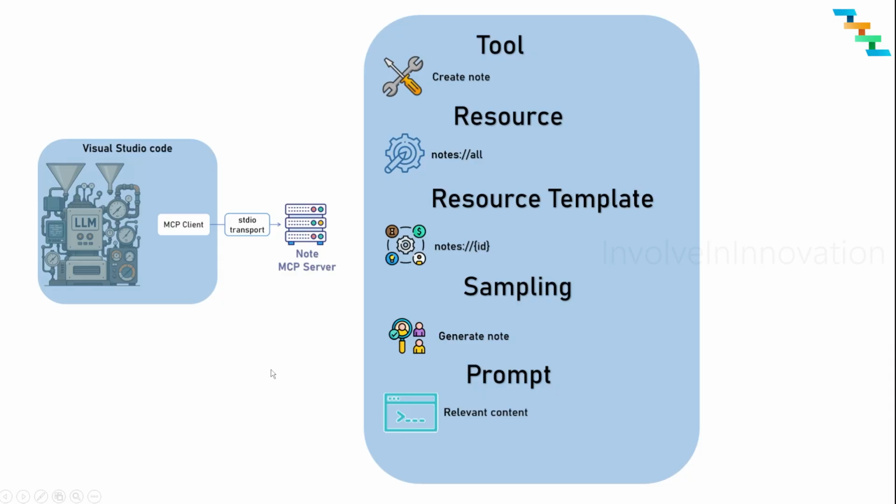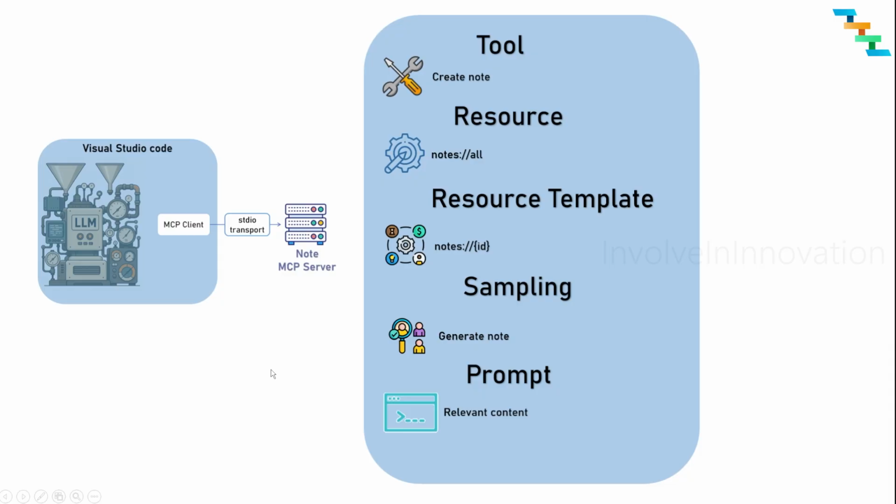The tool is one of the very critical primitives, which exposes an action that an LLM can trigger. For example, if you want to create a note and that create-note action can process the detail in your data store, this tool exposes that capability so that AI can make use of it. For example, in the GitHub world, if you want to create a branch, you can simply use the tool exposed by the GitHub MCP server. And then prompt, it's a reusable predefined instruction for the model.